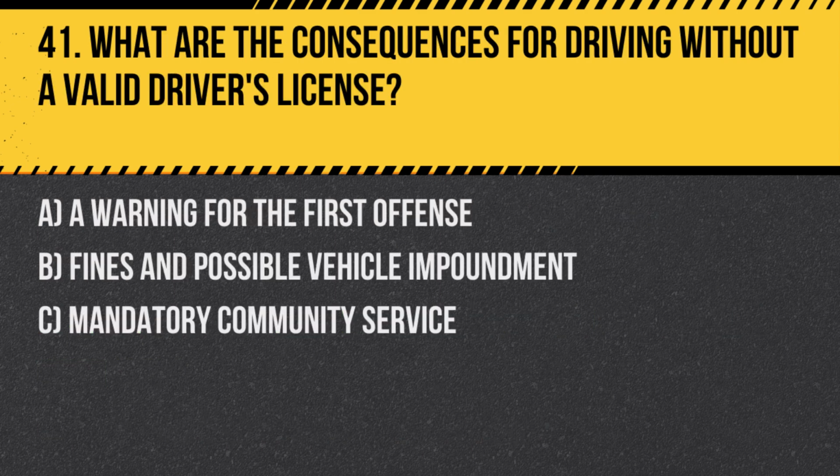Question 41. What are the consequences for driving without a valid driver's license? A. A warning for the first offense. B. Fines and possible vehicle impoundment. C. Mandatory community service. Answer B. Fines and possible vehicle impoundment. Driving without a valid license is illegal and can result in fines and the impoundment of your vehicle.